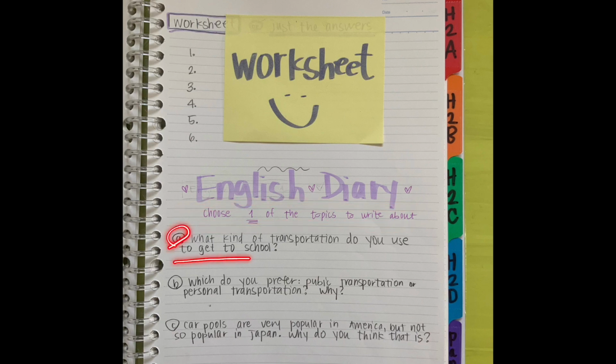A. What kind of transportation do you use to get to school? B. Which do you prefer? Public transportation or personal transportation? Why? And C. Carpools are very popular in America, but not so popular in Japan. Why do you think that is? All right, guys, remember, just choose 1 and write about it.